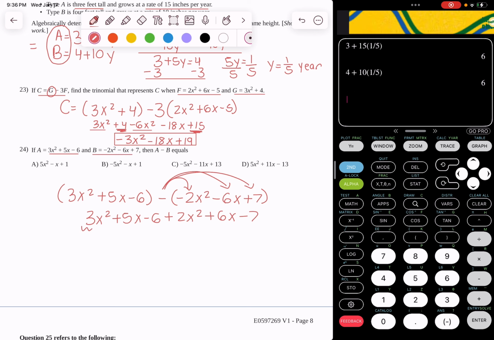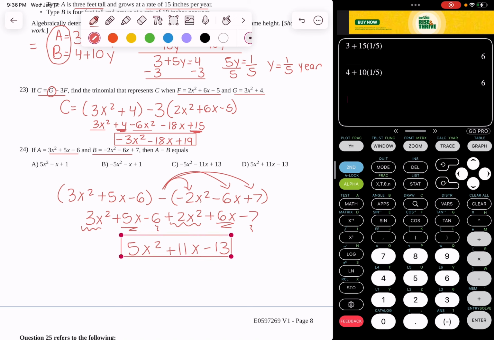All right, now we have 3x squared plus 2x squared, which is 5x squared. Then 5x plus 6x is 11x. And negative 6 minus 7 is negative 13. And this is our final answer, which is answer choice D. Good.